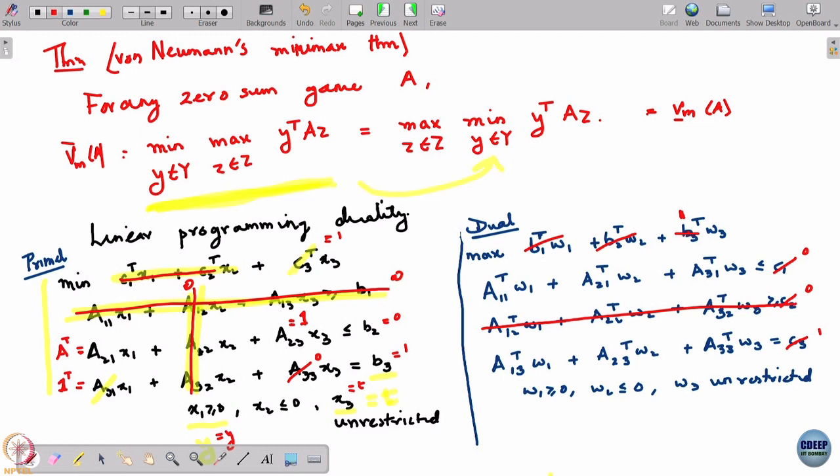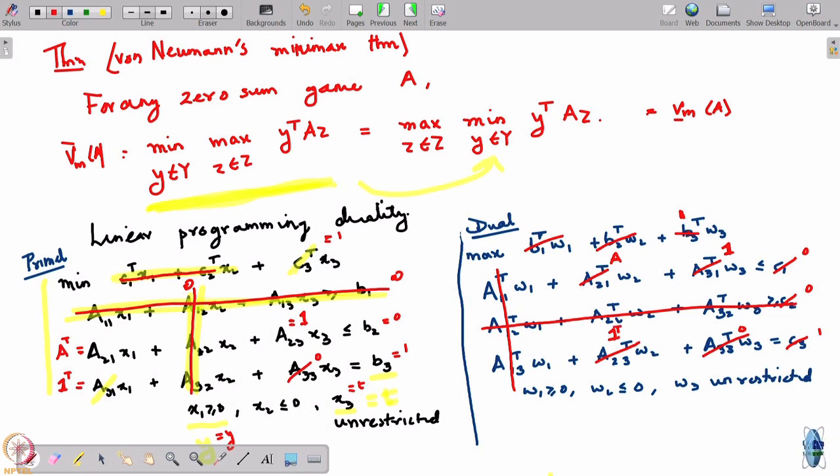What else? A11, A12 and A13 are 0. So these are all 0. A33 was 0, this is also 0. Let's populate the things that remain now. A21 is A transpose, so A21 transpose therefore is just A. So this is just A times W2. A31 was 1 transpose, so A31 transpose is now 1. A23 was a vector 1, so A23 transpose is a vector 1 transpose.